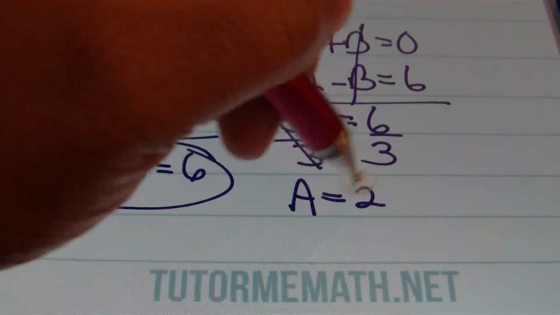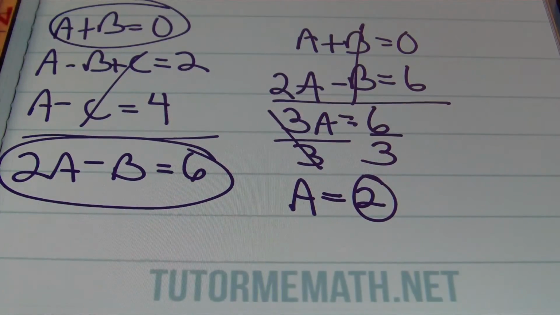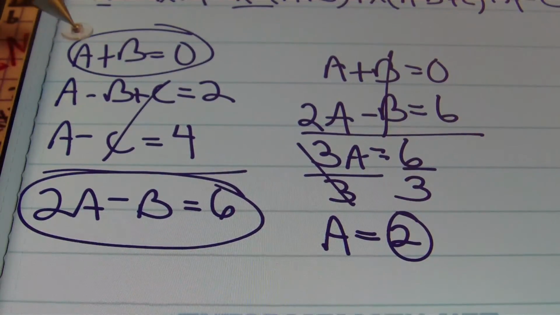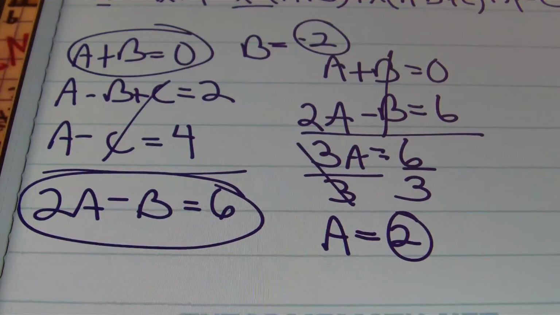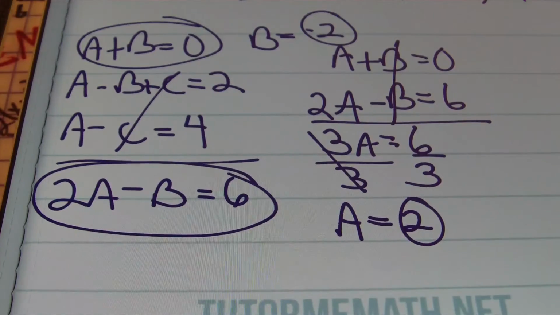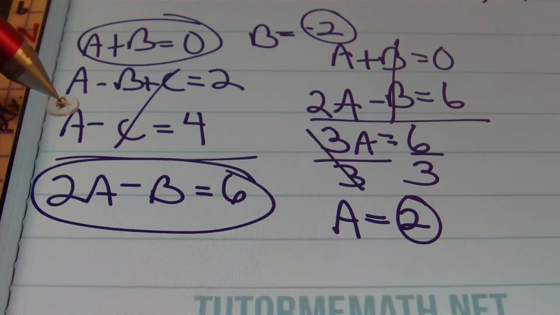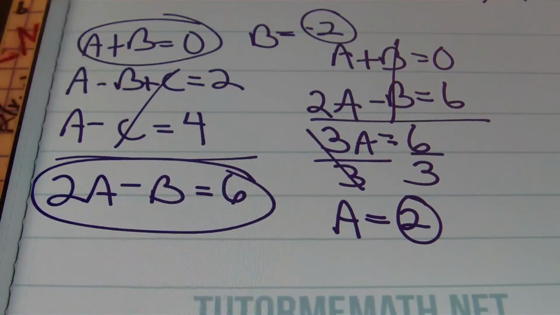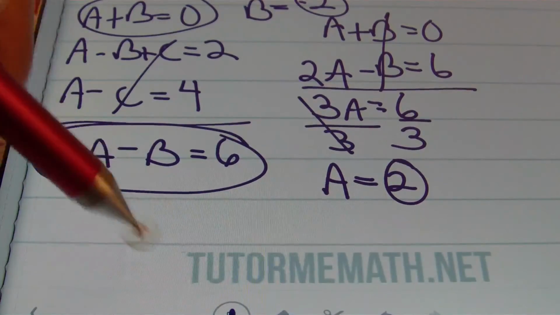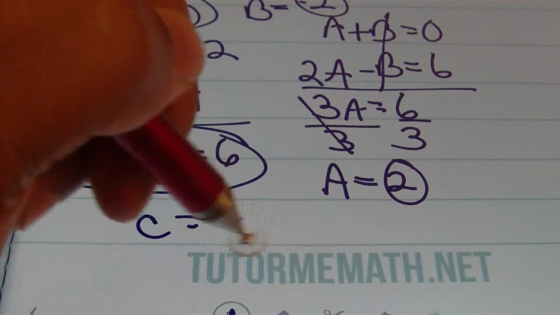I'll now have 3a equals 6, and then I can divide both sides by 3 to find out that a equals 2. Now that I know a equals 2, we can plug that into our first equation, and if a plus b equals 0, then b has to be negative 2. So b is negative 2. From here, we want to solve for c. The third equation tells us that a minus c is going to equal positive 4, so c has to be negative 2. That's the only way that's going to work. 2 plus 2 is 4. So therefore, c equals negative 2.